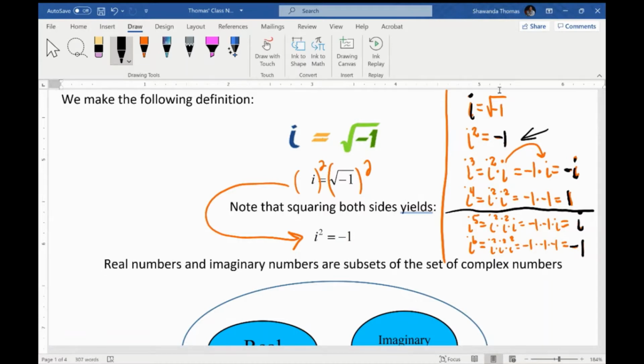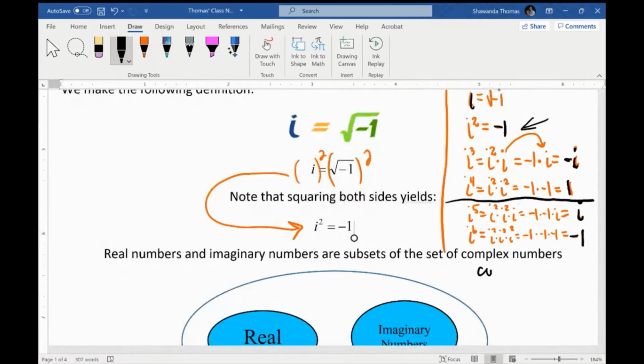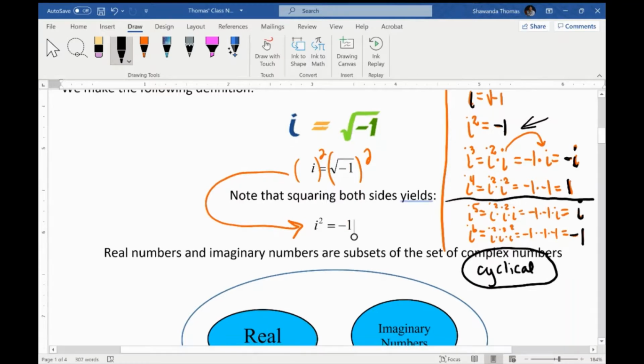All right. I just want to show you that it's cyclical, like a cycle. It will repeat itself every fourth i, the same answer over and over again. So I put dot dot dot because it keeps going on and on forever.